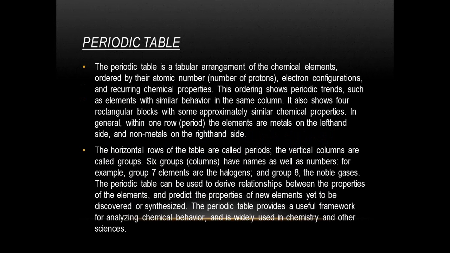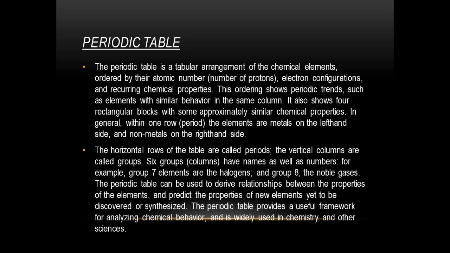Now the periodic table. This table is very important because whenever you have to deal with atomic structure or chemical bonding in chemistry, you have to consult the periodic table. The periodic table is a tabular arrangement of the chemical elements ordered by atomic number of protons, electron configuration, and recurring chemical properties. This ordering shows periodic trends, such as elements with similar behavior in the same column. It also shows 4 rectangular blocks with approximately similar chemical properties.